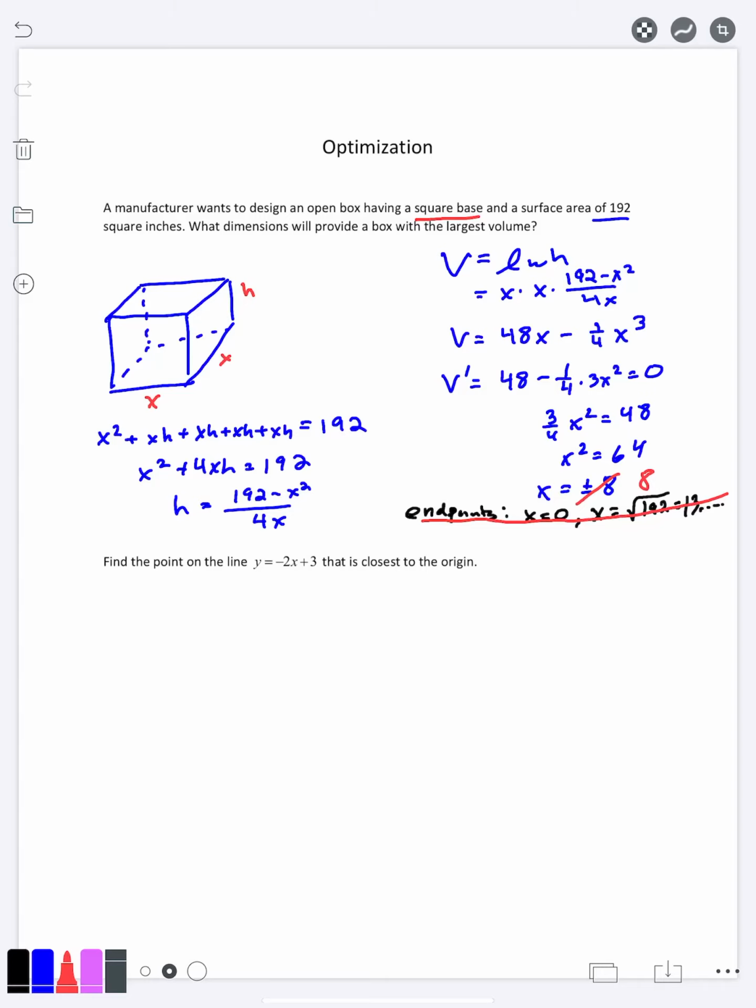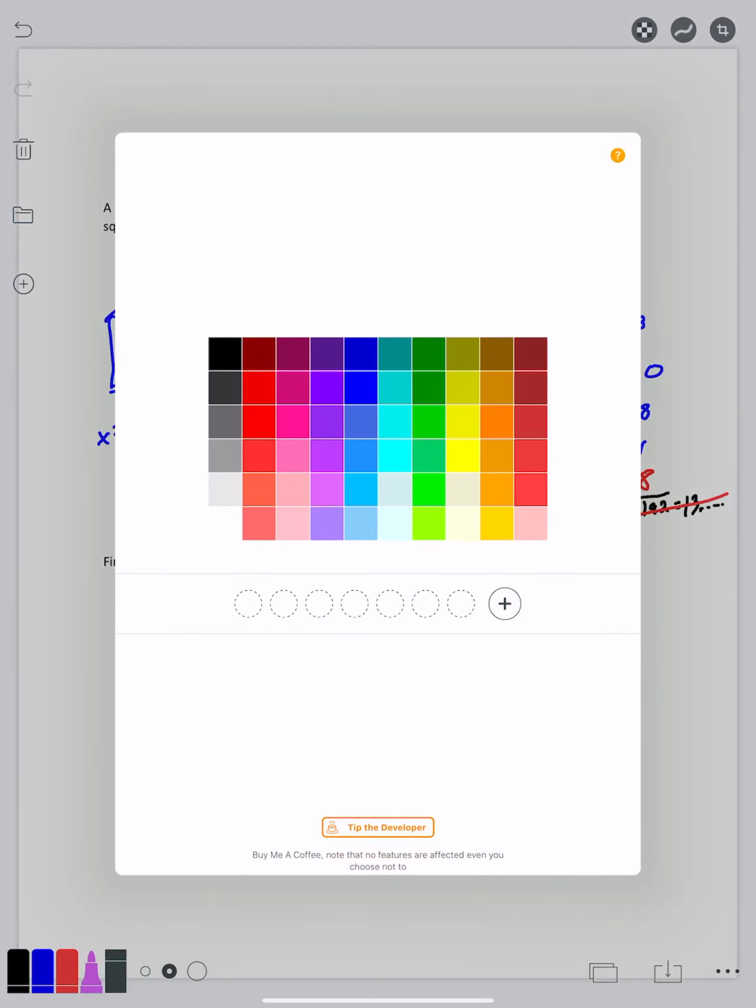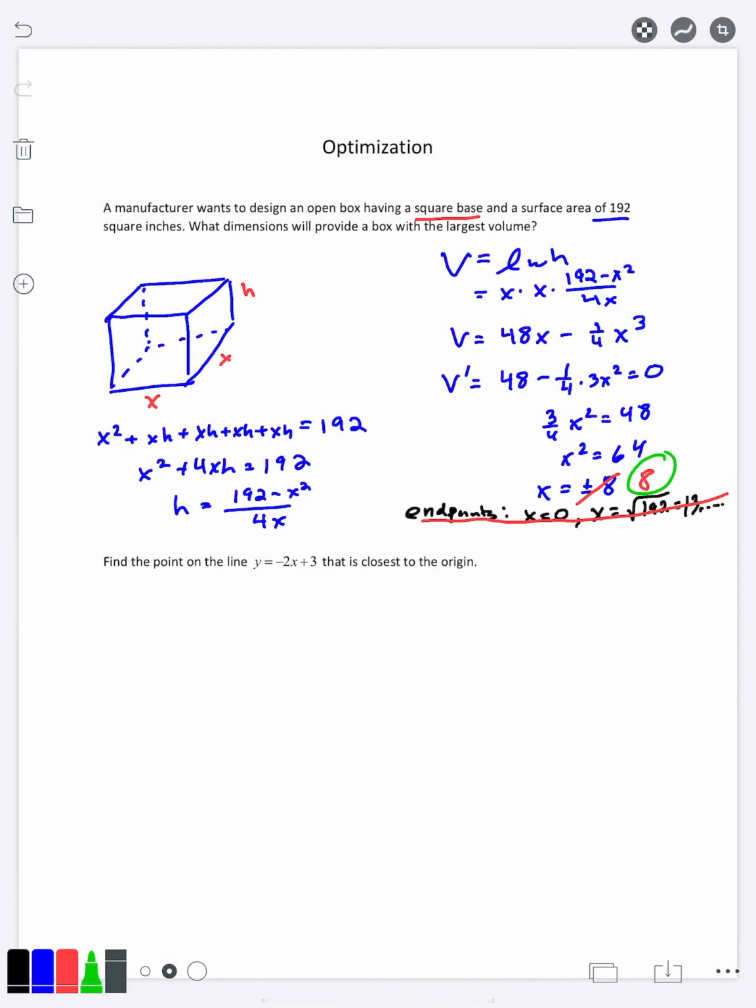But that does mean that now our answer for the optimum has to be x equal to 8. And so that means we're going to be 8 inches by 8 inches. And if we plug in to see what my h is going to have to be, I'll just do that really quickly on my calculator here.